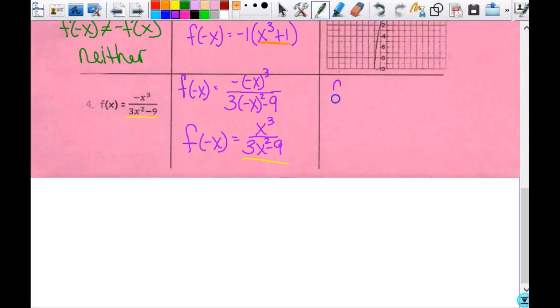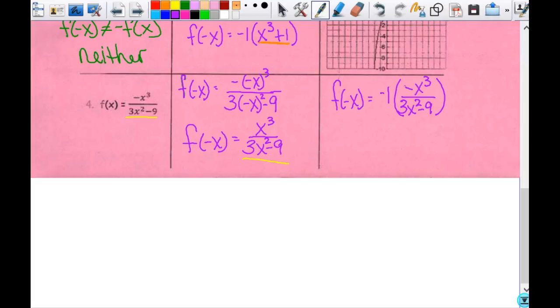I'm going to factor out my negative 1. So f of negative x equals negative 1 times... I could do that a couple of different ways, but if I factor out a negative 1 from the numerator, what does that give me? Negative x cubed. Would I also do that to the denominator? No, right? You don't do it to the numerator and the denominator. So this would be 3x squared minus 9, like so. Because if I multiply a negative 1 times this fraction, I wouldn't multiply everything in the numerator and everything in the denominator. I pick one or I stick it out front.